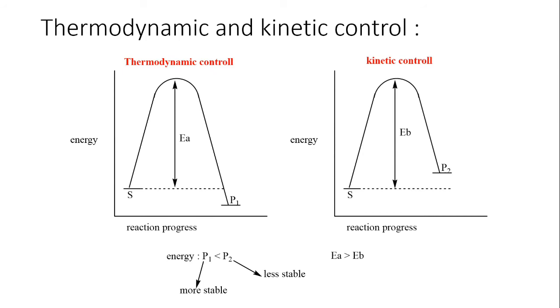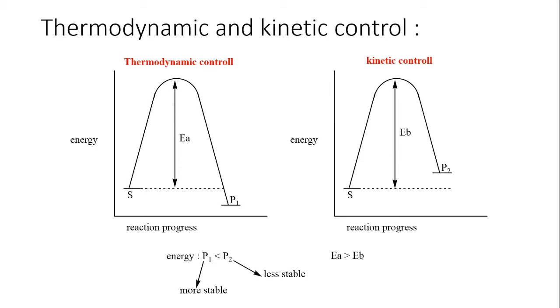So let's start. Now you see these two diagrams, where the first diagram indicates thermodynamic stability, and the second diagram indicates kinetic stability. Both diagrams are plots of energy versus reaction progress. And S stands for substrate and P stands for product.